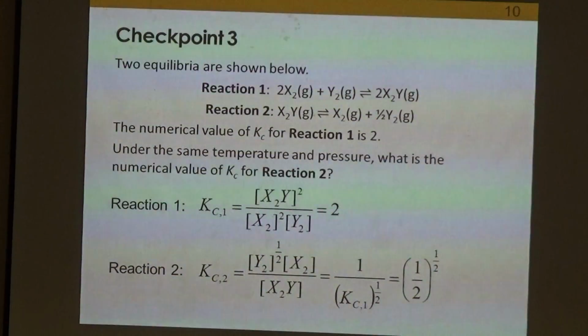Try to solve it. It's 1 over Kc because it's the reverse reaction, and it's to the power of half because they divided everything in reaction 1 by 2. Okay? So that's why it's to the power of half. Alright? Okay, let's go to the next one. Answer B.